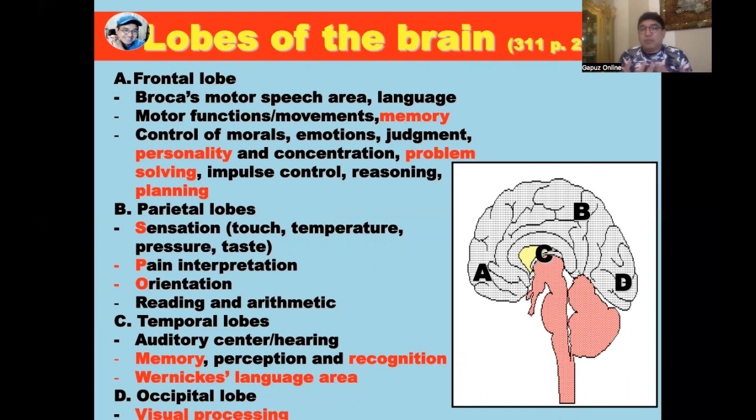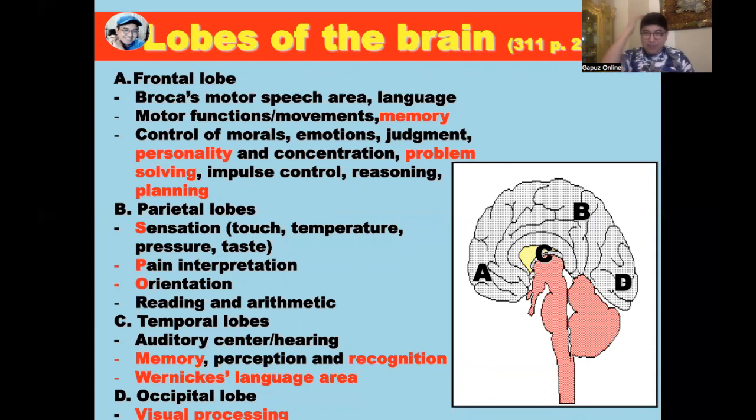Motor function abnormalities, including difficulty in remembering things or memory impairment. Remember, memory is a function of both the frontal and the temporal lobe. Then control of morals, emotion, judgment, personality, and concentration, problem solving, impulse control, reasoning, and planning. So remember the 3 P's for a frontal lobe. It's personality, problem solving, and planning.